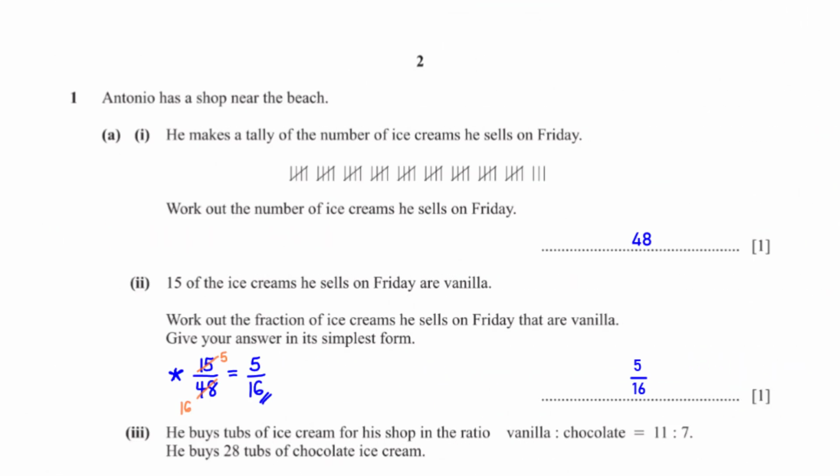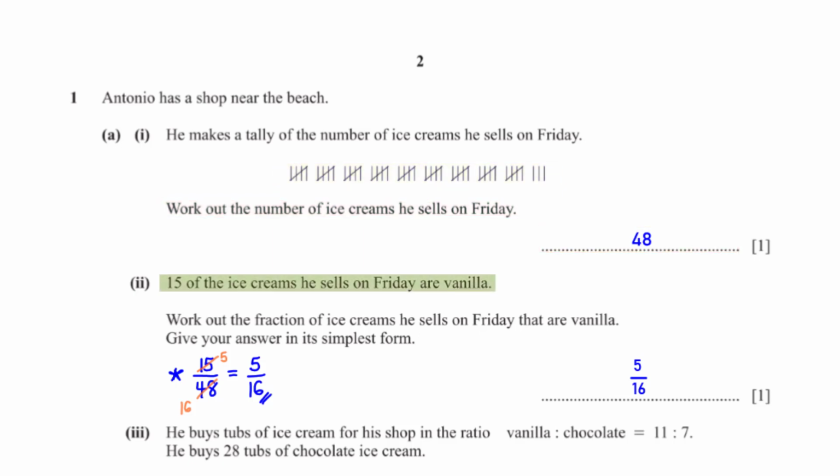Antonio has a shop near the beach. He makes a tally of the number of ice creams he sells on Friday. Work out the number of ice creams he sells on Friday. When we count the number of strokes, we get 48.